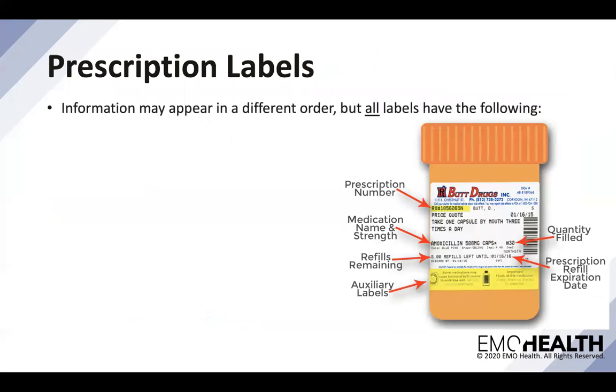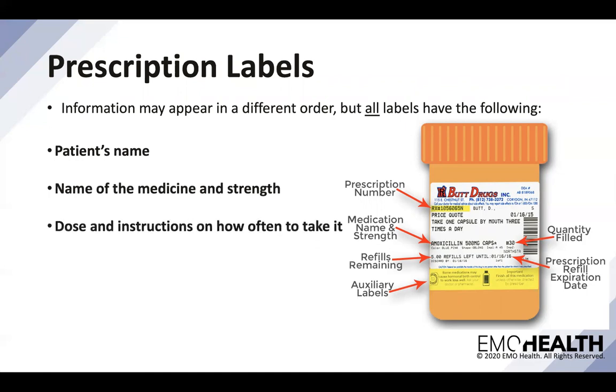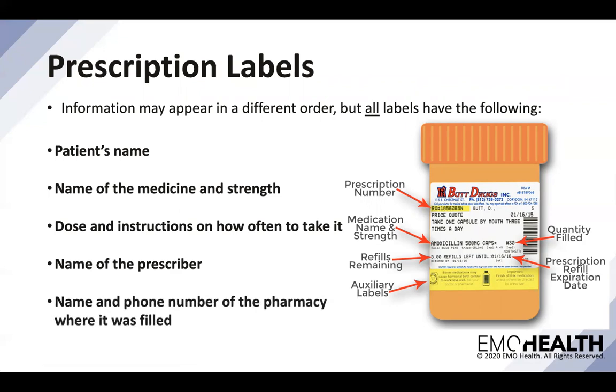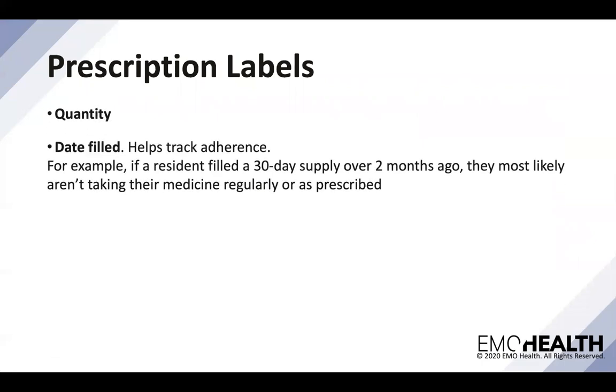Okay, the information may appear in a different order, but all labels have the following by law. They must have the patient's name, the name and strength of the medication, the dose and instructions for how often to take it, the name of the prescriber, the name and the phone number of the pharmacy where it was filled, the quantity that was dispensed, the date that it was filled.